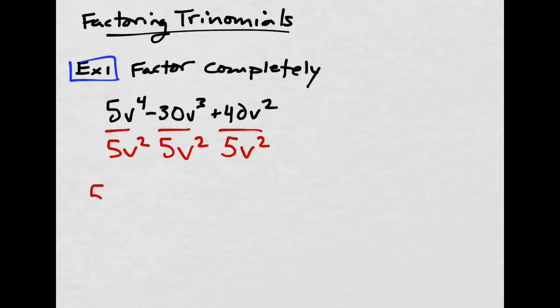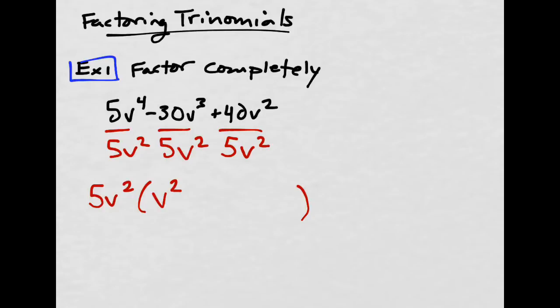You write whatever you're dividing by outside of the parentheses. And then you do the division. 5 divided by 5, that's just 1. And then v to the 4th divided by v squared, you just subtract the exponents. That would be v squared. Now you don't have to write the 1. You can just write v squared.